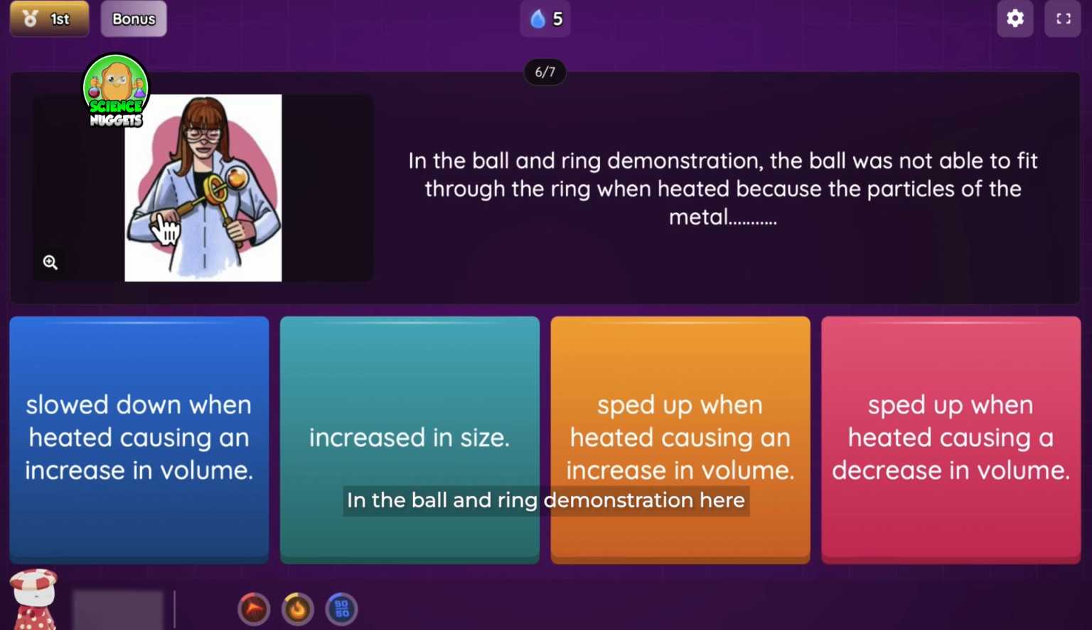In the ball and ring demonstration here, the ball was not able to fit through the ring when heated. Why? Because the particles of the metal sped up when heated, causing the volume to increase.